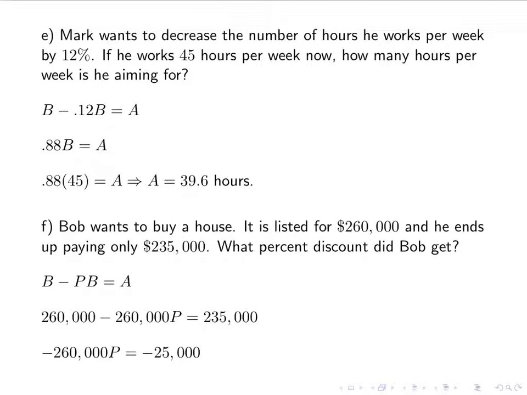I get negative 260,000 P equals negative 25,000. So notice when I divide by my coefficient, I'm going to get a double negative that's going to go away, which makes sense because a percentage has to be somewhere between 0 and 100%, unless you're getting things that are bigger, but it can't be a negative. Okay. So I'll divide, and I'll get P equals 0.0962. And again, that's the decimal. I want the percent, so that becomes 9.62%.